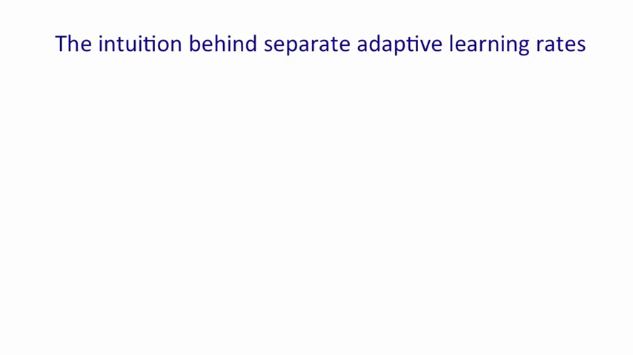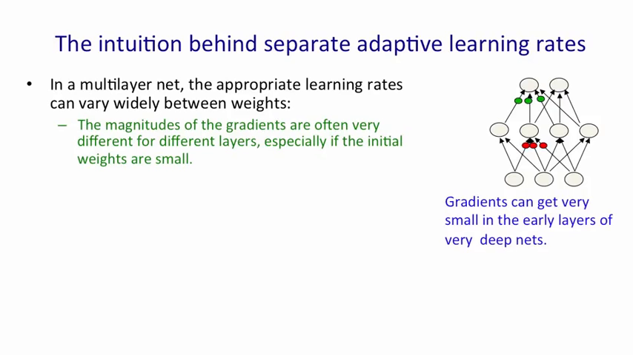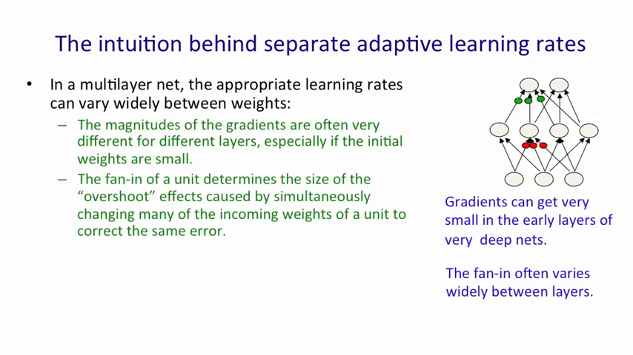So let's start by thinking why having separate adaptive learning rates on each connection is a good idea. The problem is that in a deep multi-layer net, the learning rates can vary widely between different weights, especially between weights in different layers. So if, for example, we start with small weights, the gradients are often much smaller in the initial layers than in the later layers.